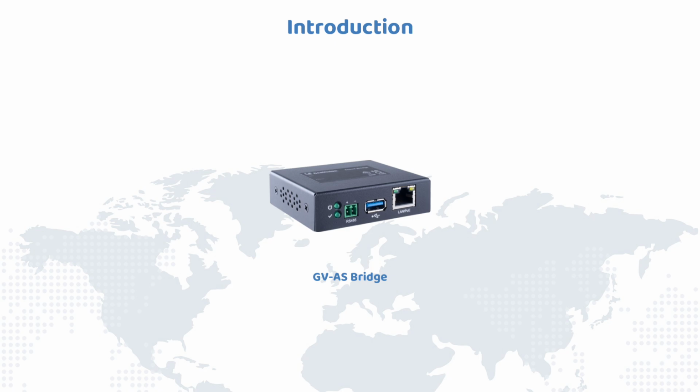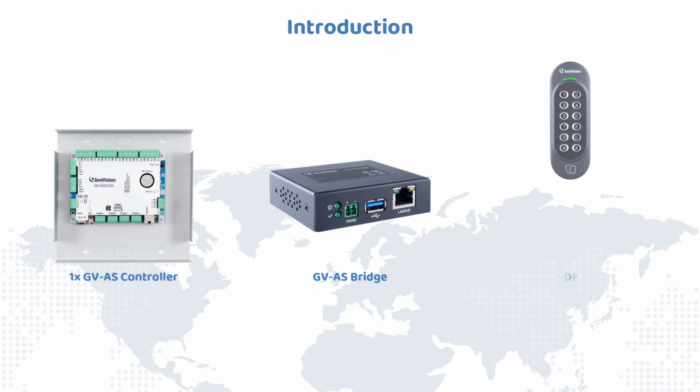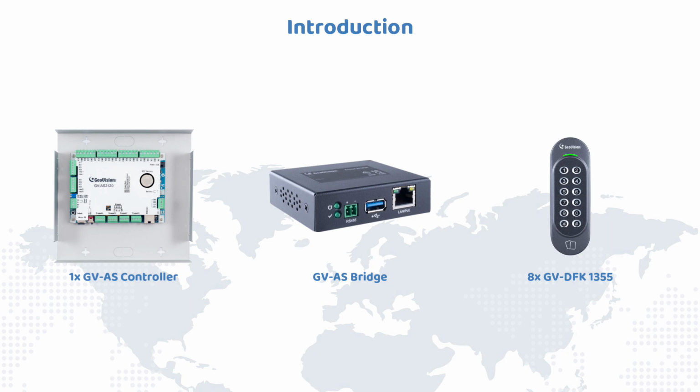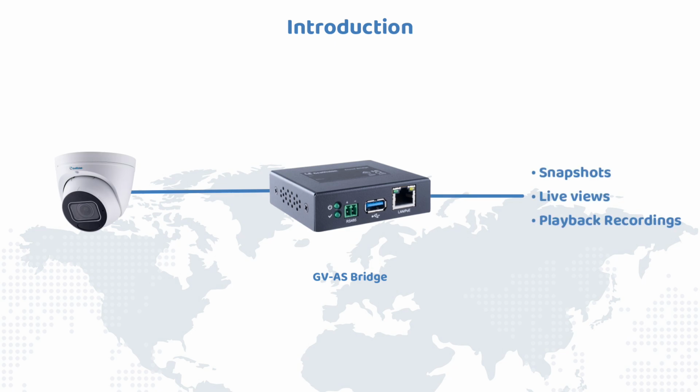GVAS Bridge is an access controller that connects up to 8 readers, either from a single GVAS controller or from up to 8 GVDFK1355 readers to GV Cloud Access Control for cloud-based monitoring and management. This enables cloud-based access control for up to 4 doors and 8 readers. When connected to IP cameras, GVAS Bridge can transmit snapshots, live views, or playback recordings to GV Cloud Access Control upon access events.